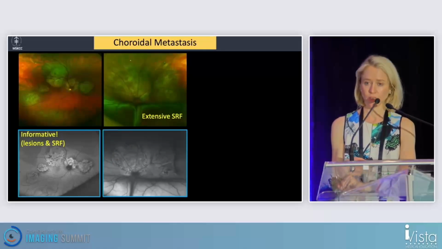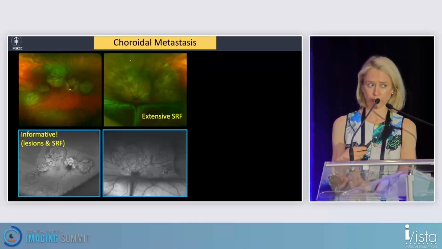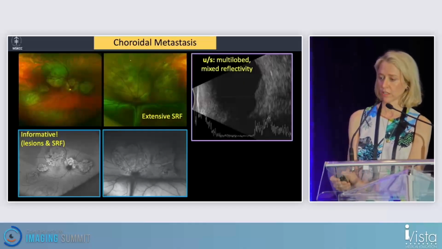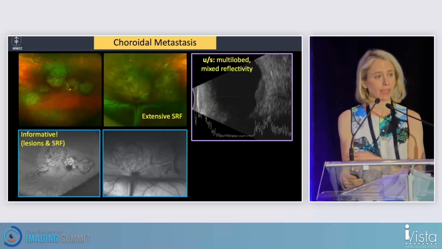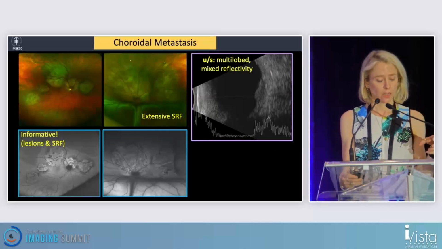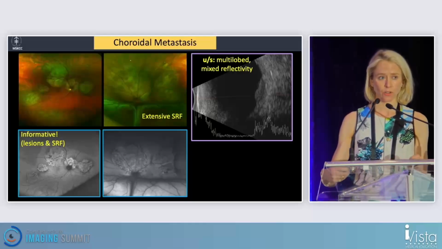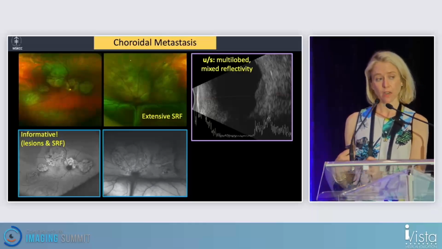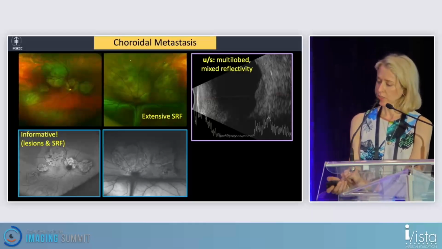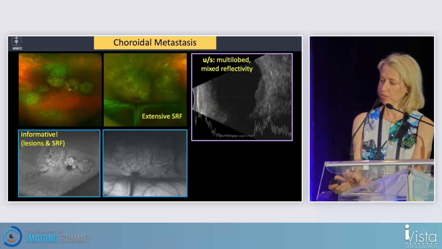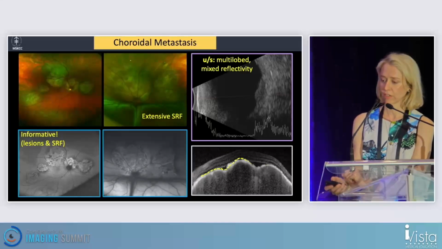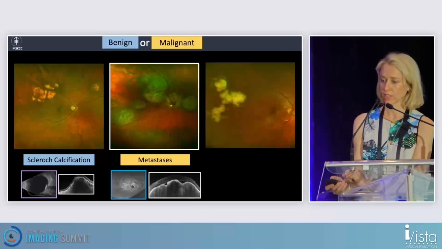I'm showing you this eye to demonstrate that the subretinal fluid is usually way out of proportion to the size of the lesions. These patients can complain of pain because the met can grow into the sclera and nudge on the long posterior ciliary nerve and give pain. You can see that this ultrasound shows that it's multi-lobed and has mixed reflectivity, as does the OCT.